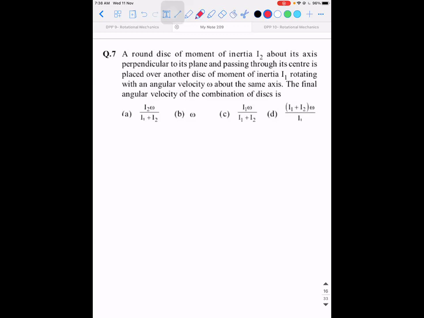So is it option C? Wait, that's what I'm checking. A round disk of moment of inertia I2 about its axis perpendicular is placed. Oh, that is placed over another disk. Okay. Then option C is right.